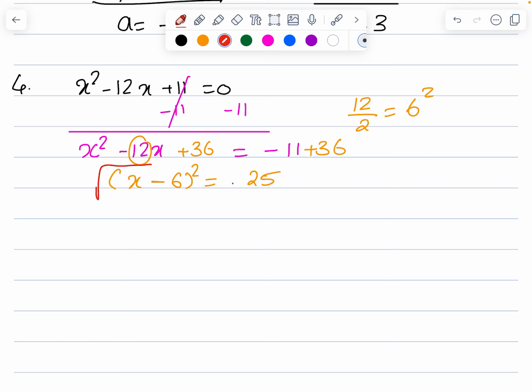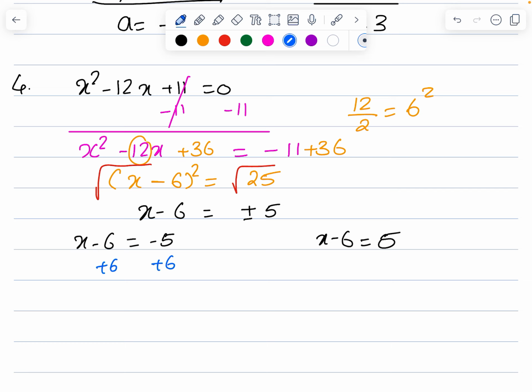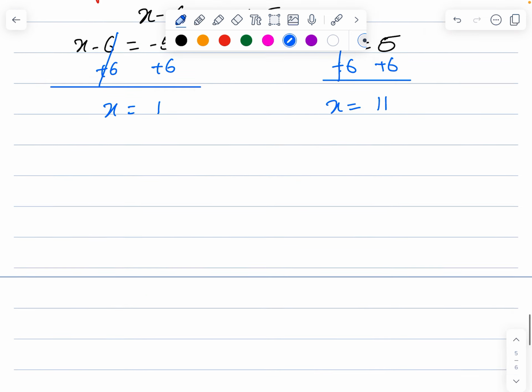Like every time, take the square root on both sides. So what do I get? x minus 6 equals plus or minus 5. So one time I take negative 5, other time I take positive 5. Then add 6 on either side, then simplify it. 6 and 6 get cancelled. So x equals 1 and x equals 11. That's going to be the answer for question number 4.